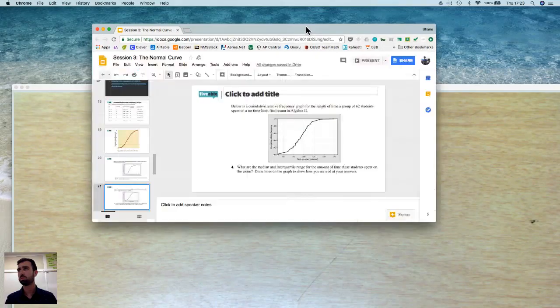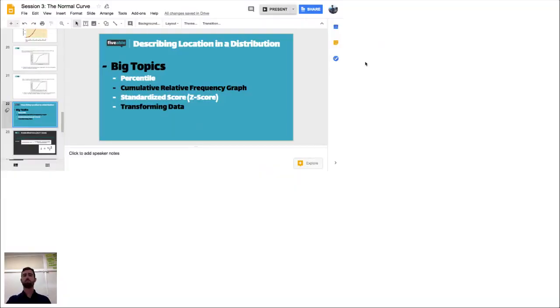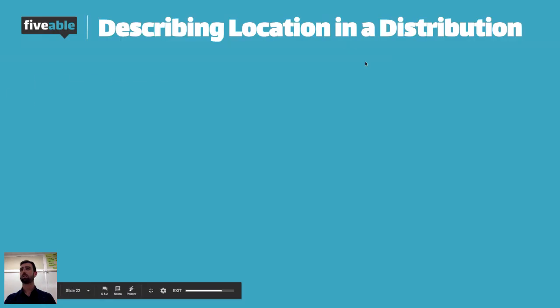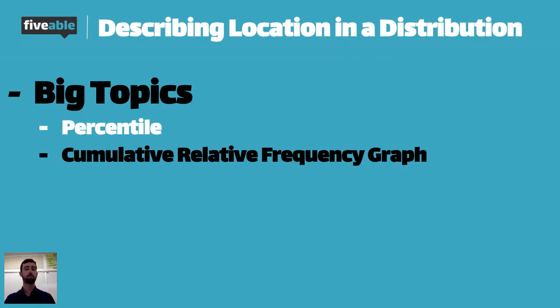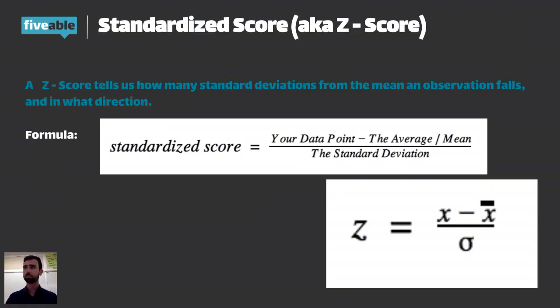Our next big topic. So far with our big topics, we've covered percentile and the cumulative relative frequency graph. The next big one is z-score. Z-score is going to be huge, especially for my students. I'm always asking z-score questions because it's so important to statistics and moving forward in our school year.